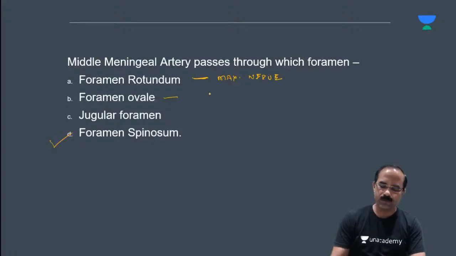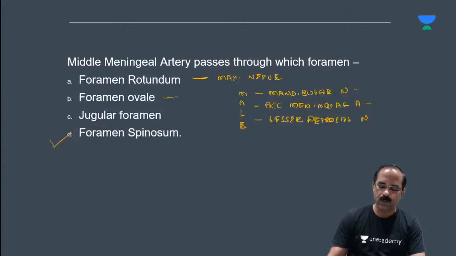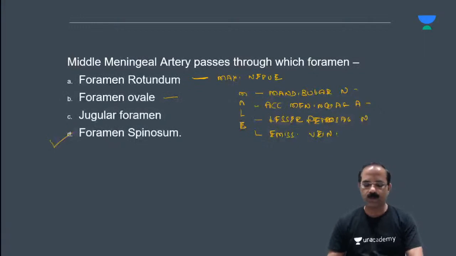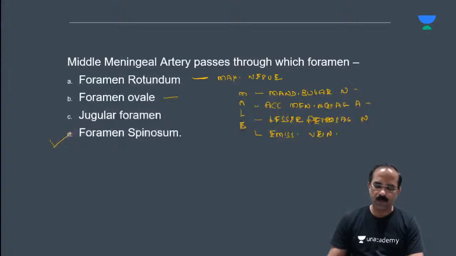Foramen ovale, you know. M-A-L-E. What is M? Mandibular nerve. A is the accessory meningeal artery. L is the lesser petrosal nerve. And E is the emissary vein. Okay. Mandibular nerve, accessory meningeal artery, lesser petrosal nerve, and emissary vein.